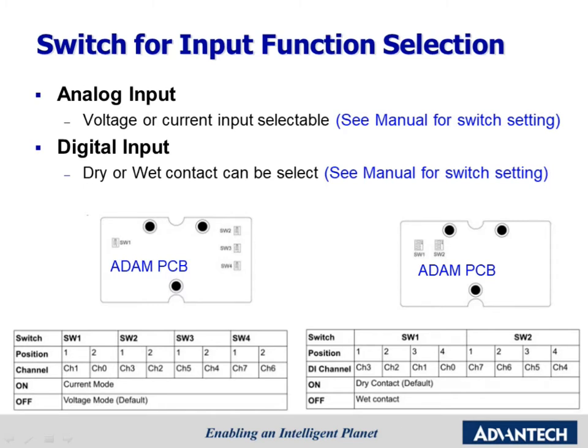For some AI or DI module, users need to use switch to choose the mode of the input signal. For example, in AI module, you can switch to detect voltage or current. In DI module, you can switch to detect dry contact or wet contact signal.